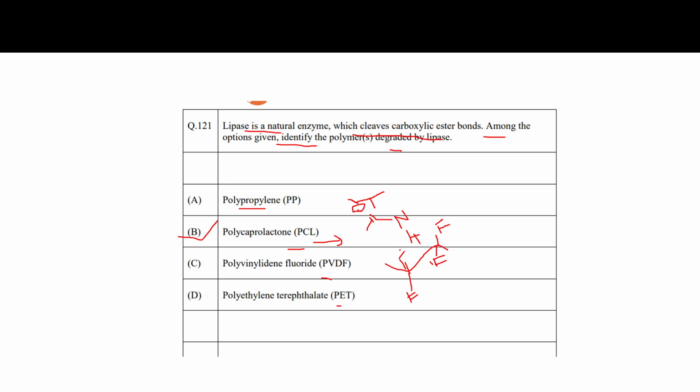Now the last option remaining is polyethylene terephthalate. In polyethylene terephthalate, the ester linkage is present. When an ester linkage is present in the polymer, the lipase enzyme will react. So the others are not the correct answer. The correct answer will be polyethylene terephthalate.